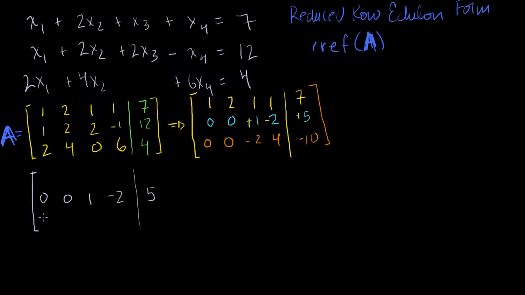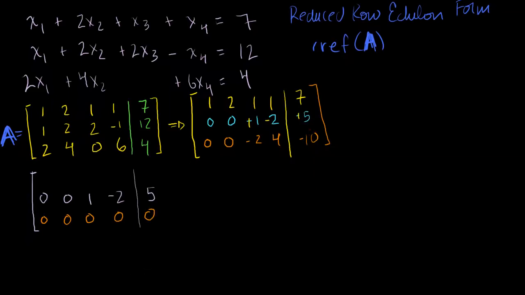So what do I get? Well, these are just leading zeros. And then I have minus 2 plus 2 times 1. Well, that's just 0. 4 plus 2 times minus 2. That's minus 4, so that's 4 plus minus 4. That's 0 as well. And then you have minus 10 plus 2 times 5. Well, that's just minus 10 plus 10, which is 0. So that one just got zeroed out.